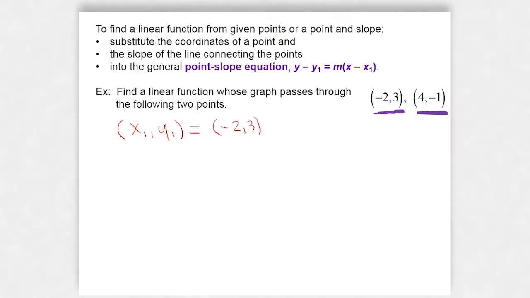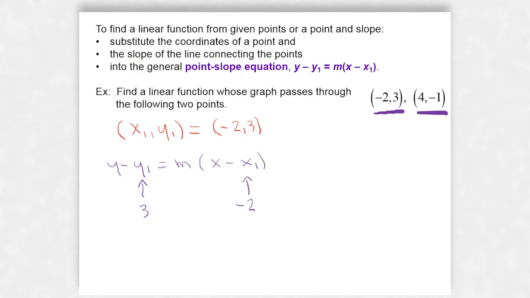Now, if I have y minus y1 is equal to m times x minus x1, I'm going to start my substitutions immediately. What will I put in place of x1? I'll put negative 2. I'm going to just mark that. And what would I put in place of y1? I would put a 3. Now the next thing I have to do is find the slope.